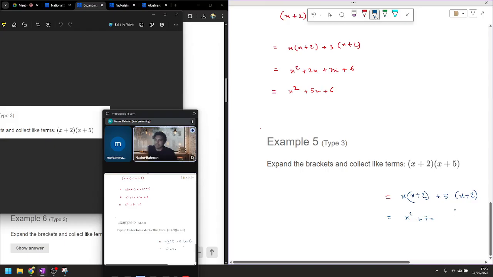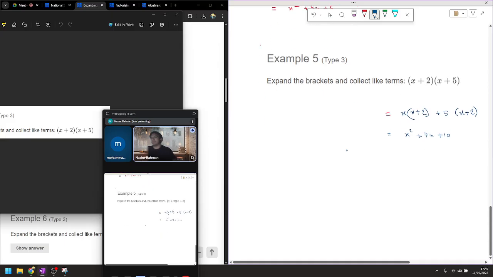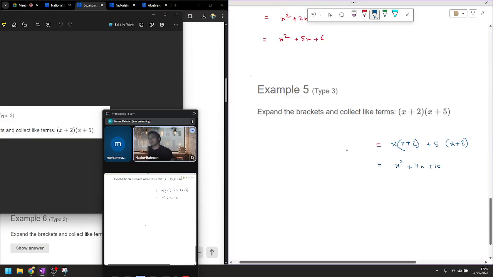Okay, you skipped a line there, which is good. Then what do you do? 2 times 5. Yeah. So 10. That's 10. Good. Okay, so anytime you have something like this, you can do something called a FOIL.